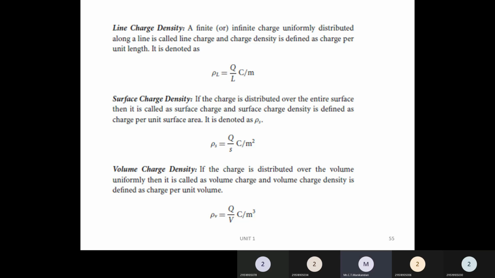When you go for the volume charge density, it is charge per volume. Volume charge density is charge per volume, so Q by V, which we will have as Coulomb per meter cube.